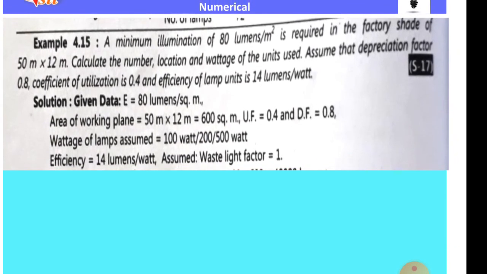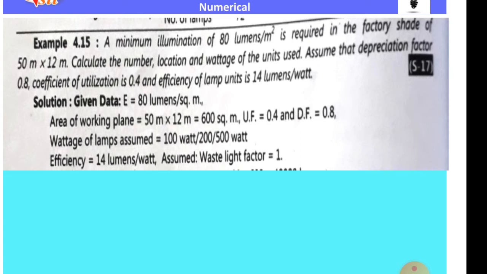Minimum illumination of 80 lumens per meter square is required in a factory shed having a length of 50 meter and width of 12 meter. Calculate the number of lamps, location and wattage of unit used in that factory shed. Assume that depreciation factor is 0.8, coefficient of utilization is 0.4 and efficiency of lamp unit is 14 lumens per watt.